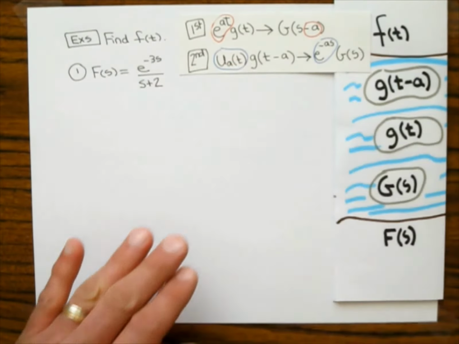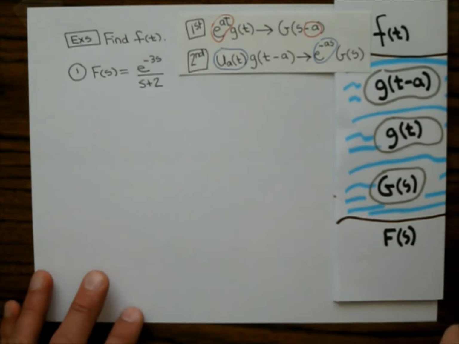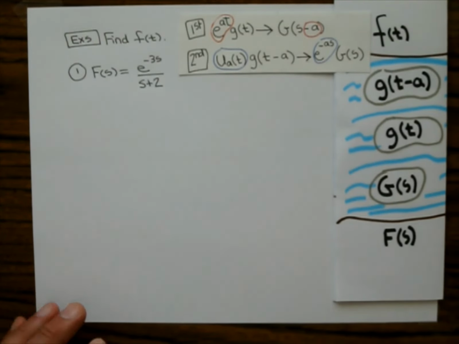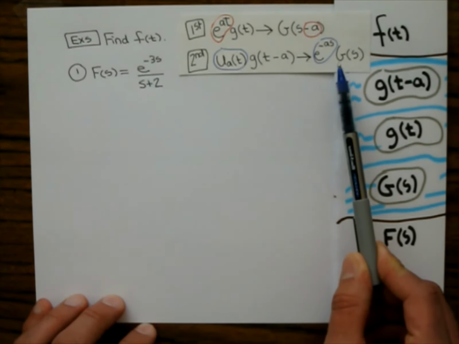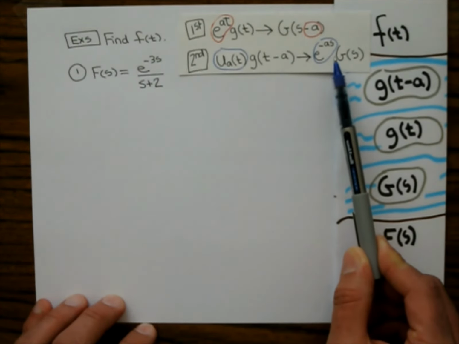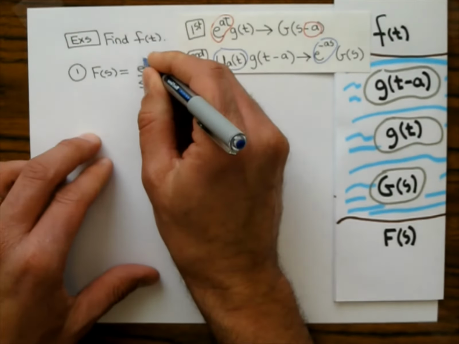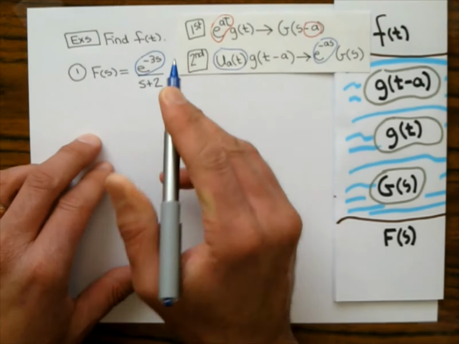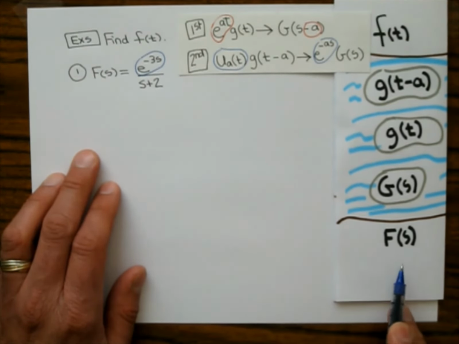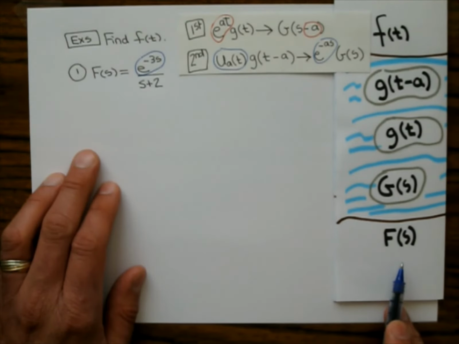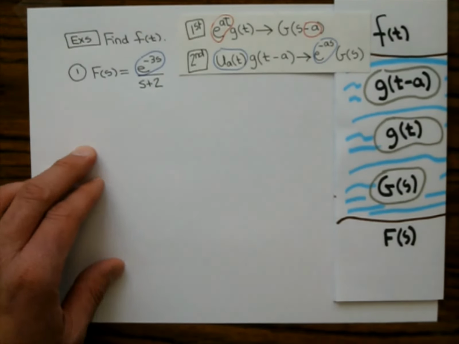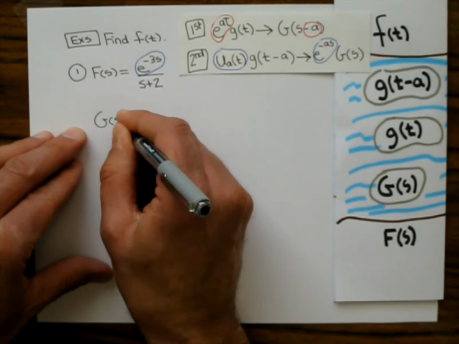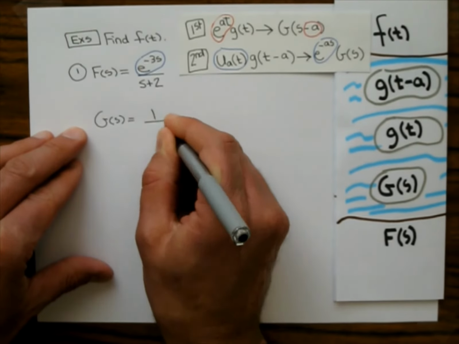And let's see if we can do this problem. I am now in the land of s, and I have an e to the negative 3s. So when you have an e to something in the land of s, I'm going to circle it in blue, just to identify that I'm doing the second shifting theorem. I'm right here on the shore, and now I'm going to identify what g of s is. G of s is the part that's not the blue. So let's go ahead and write that down. G of s is 1 over s plus 2.